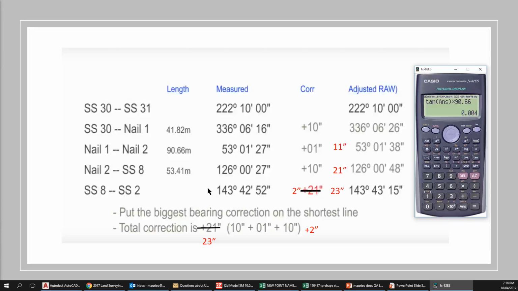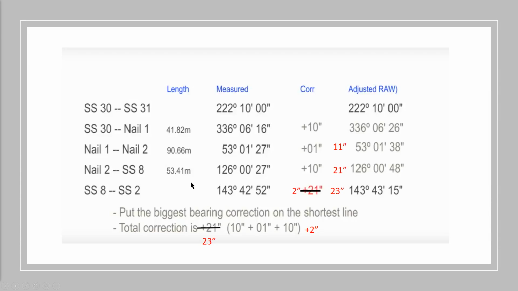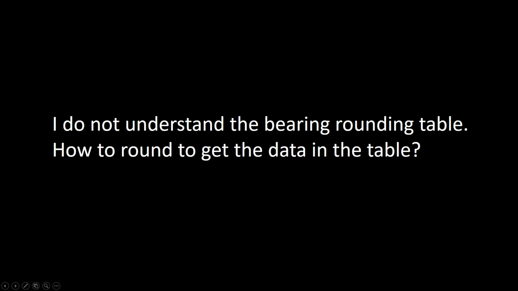Okay, so I'm hoping that that's given a little bit of an idea of what's going on there, and worked out a few problems. Now let's move on to the next question. I do not understand the bearing rounding table. How to round to get the data in the table.